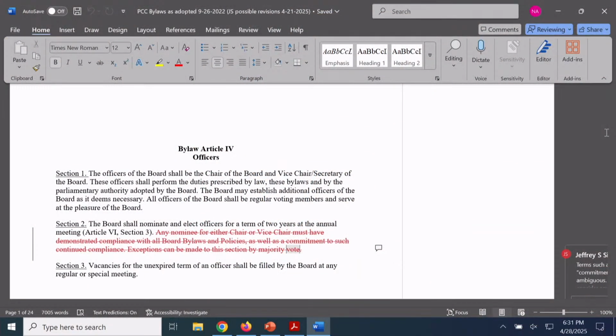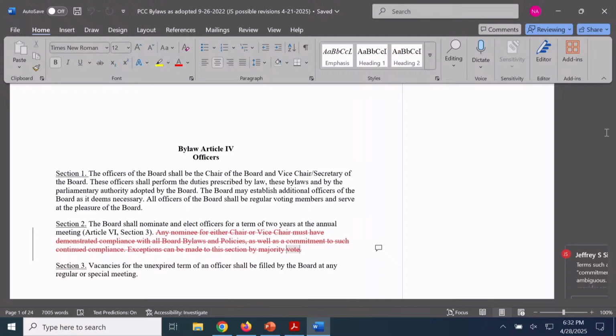And my thinking was, when possible, I think the bylaws serve the board and the college best when the language is really simple and it's clear what a standard is. So, for example, it's hard to know what it means to show a commitment to future or continued compliance. Seemed like a difficult thing for someone to satisfy because it's really hard to know what that looks like. So it seemed like it was better just to take that out.